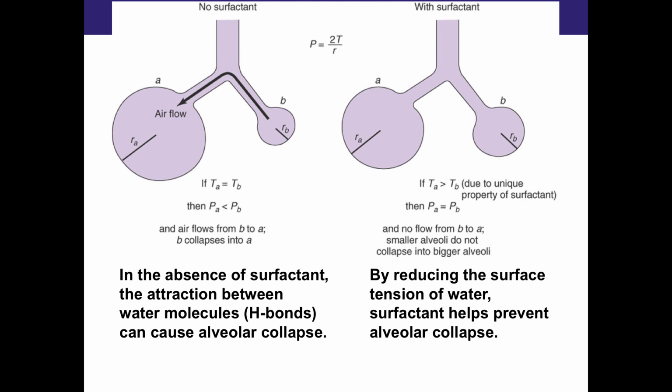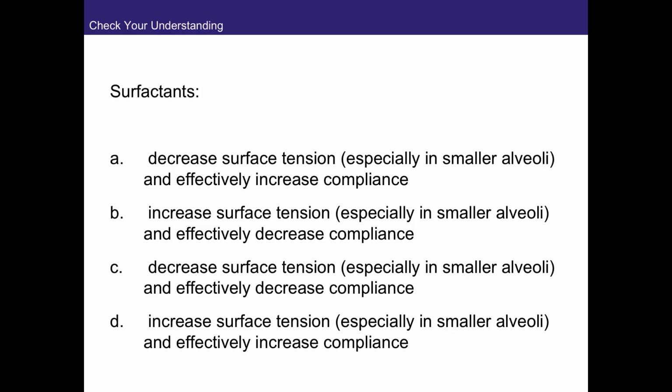Which one of these two scenarios is going to have the greatest amount of alveolar dead space? Is it this scenario, or is it this scenario when surfactant is present? Which one is going to have the greater alveolar dead space? Right. The one without surfactant is going to have more alveolar collapse and a greater amount of alveolar dead space. So now I think you guys can answer the surfactant questions pretty well.